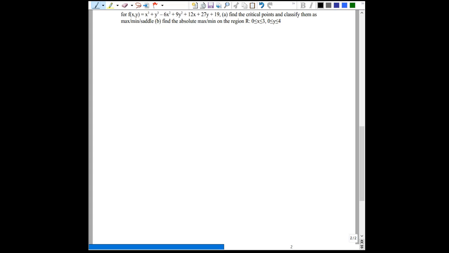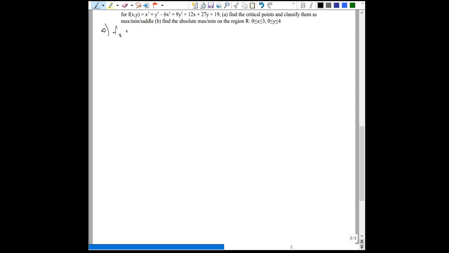Right now we're going to take a look at this question, which gives us a function f of x,y and asks us to first of all find the local critical points and classify them, and then find the absolute max/min on a region. So we'll start with the local critical points, and to do that we need to take our first derivatives, partial derivatives, and set them equal to 0.